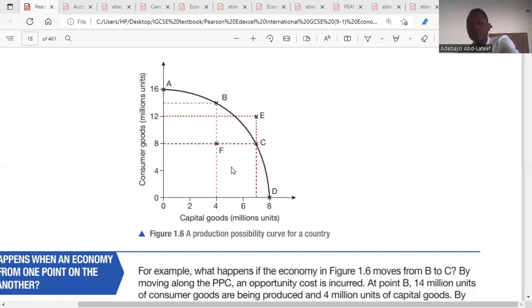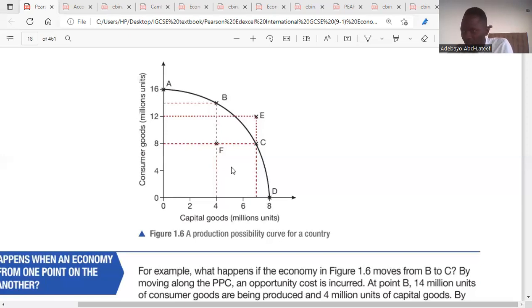So if the economy has to produce at point E, it means the economy is producing more than its available resources, which is not going to be possible at that point in time. So for an economy to produce outside the PPC, it needs to increase its resources. Do you understand? But at this point in time, it is impossible for an economy to produce at point E.